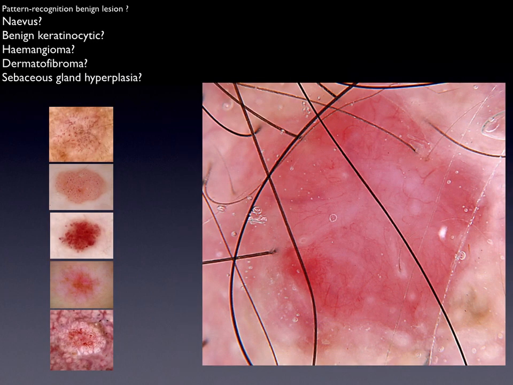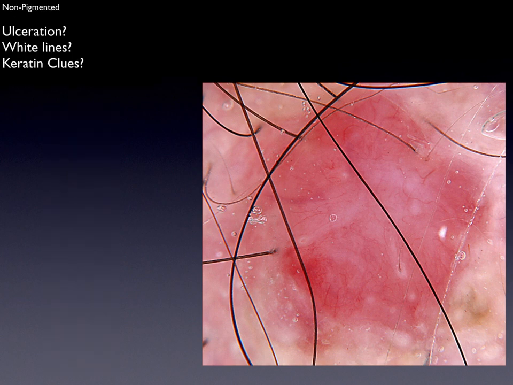Here we have a pink lesion on a man's forehead. We cannot diagnose this as a nevus, a seborrheic keratosis, a hemangioma, dermatofibroma, or sebaceous gland hyperplasia. So we put it through a decision algorithm, and in this case there is no melanin pigment, so we use prediction without pigment. There is no evident ulceration, there are no white lines, and there are no keratin clues.